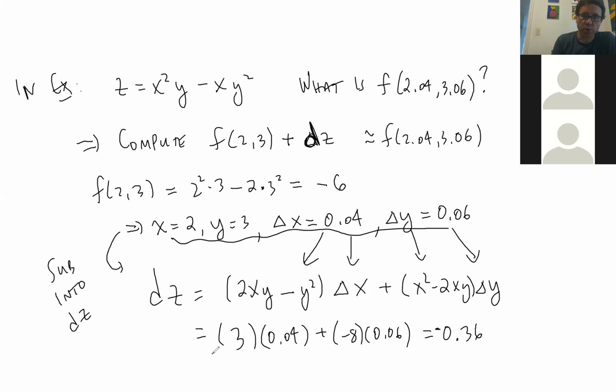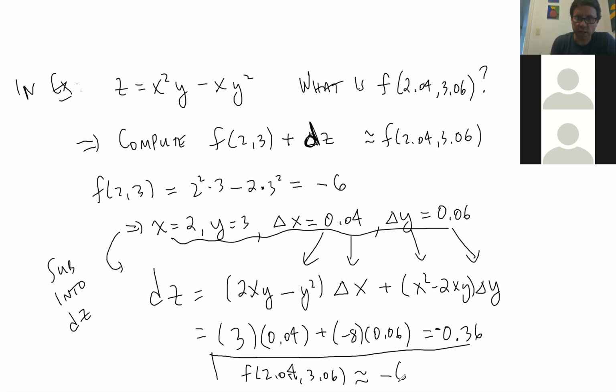And so then the conclusion here is that the function value at 2.04 and 3.06, using my linearization here, my differential is just negative 6, which is the value when I plug in points that are close, and then I just tack on this negative 0.36, and so I get negative 6.36 as my guess. It's my approximation to what the function value is at this new point.